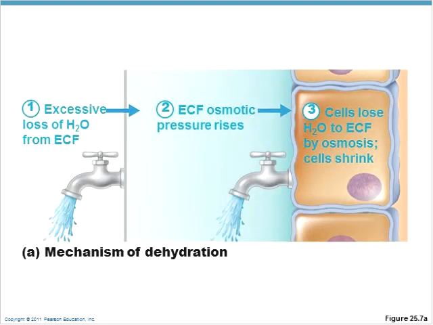The mechanism of dehydration: there's an excessive loss of water from the extracellular fluid. Extracellular osmotic pressure rises, and so the cells lose water from the intracellular area to the extracellular area based on osmosis, and the cells begin to shrink.